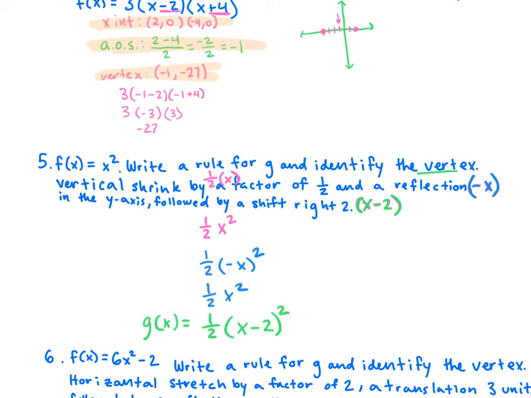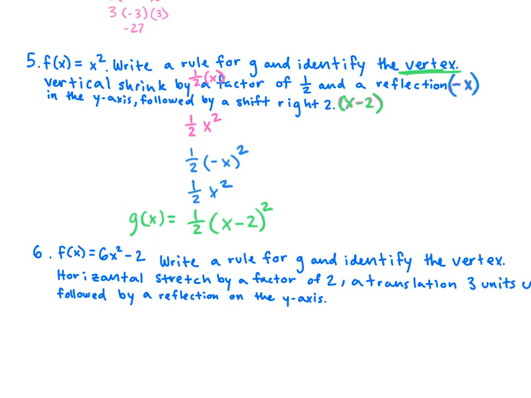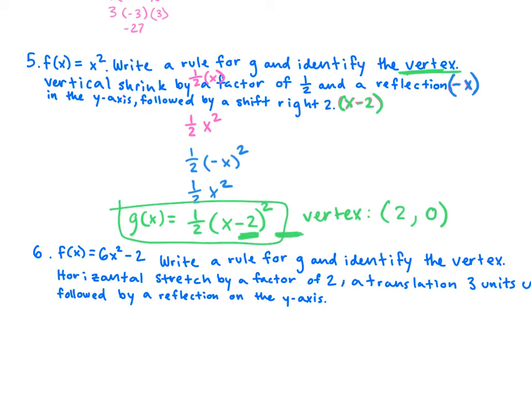How do we identify the vertex? What would our vertex be here? Remember, our vertex is a coordinate point. So 2 is our x value. What would our y value be here? 0. Awesome. So remember, since this is in vertex form, we get our vertex from h comma k. So we get our h and our k. We don't have a k here, so the k is 0.